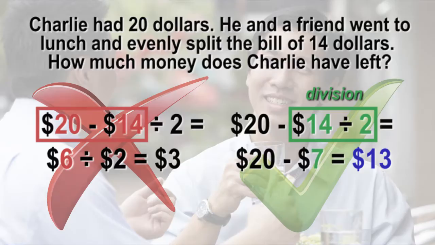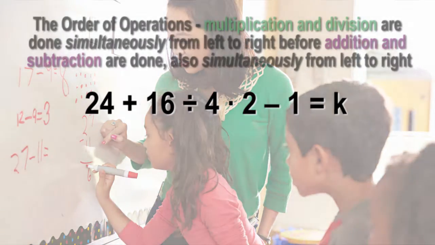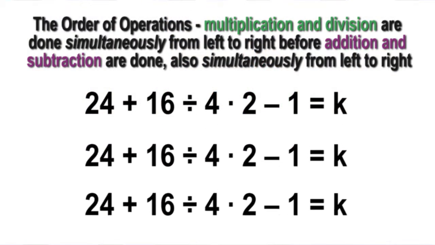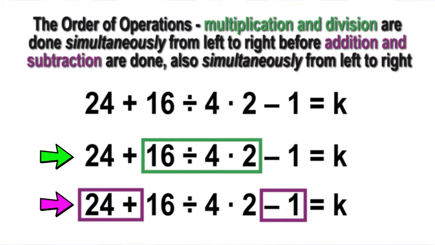Let's look at one more problem. A group of students in Miss Bateman's class solved the following equation, and each got a different answer. 24 plus 16 divided by 4 times 2 minus 1 equals k. Ryan said that k equals 151. Michael said that k equals 31. Soraya said that k equals 10. Who is correct? Why? The order of operations state that multiplication and division are done simultaneously from left to right before addition and subtraction are done, also simultaneously from left to right.